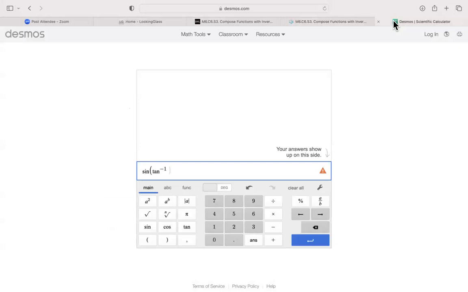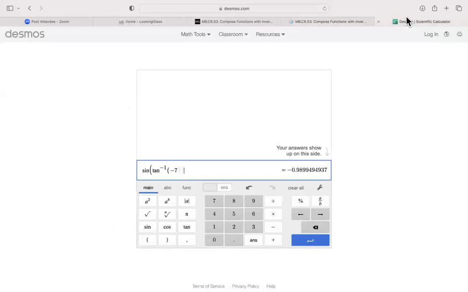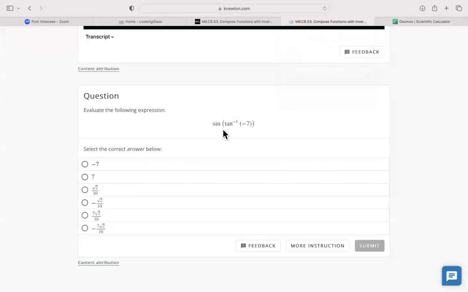We talked about what the expectations were. Why did this give you a different answer? Because I got this, unless I put it in wrong, but I don't think I did. Sine tangent of -1, -7. That's where you have to enter the answers one by one to see which ones are the same.